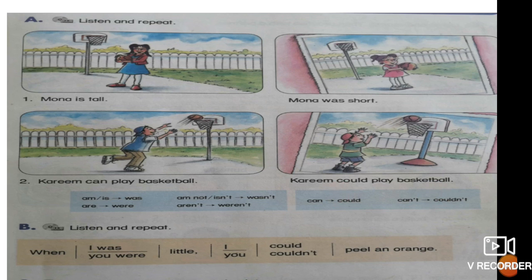So our grammar today is about verb to be in present and in the past. We have verb to be: am, is, are in present, but in the past we put was or were. The negative of am is am not, and is not. The negative are not. Negative was not, and negative were not.